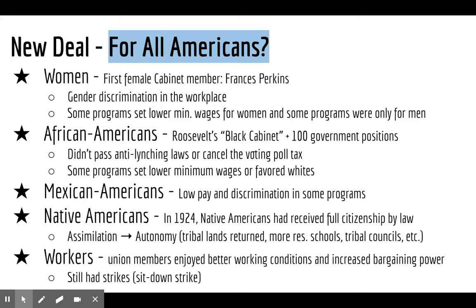But there are still strikes happening. Even in the Great Depression, even in the New Deal, there are still people fighting for better working conditions. The most popular ones happening in the Great Depression are called sit-down strikes. So it's not just striking outside of your business, it's actually striking inside your business. So imagine everybody goes to a factory to work and then they just sit.